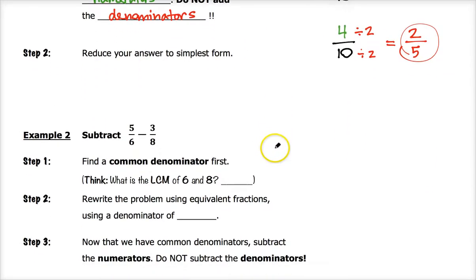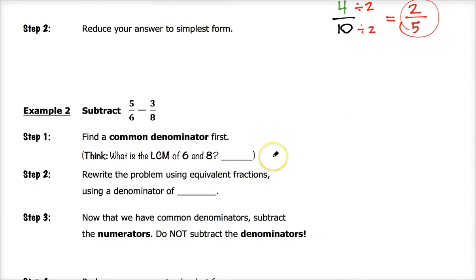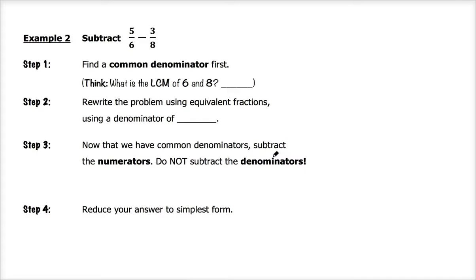Okay, now let's talk about a problem where we have uncommon denominators. Number 2, we're taking 5/6 minus 3/8. So our first step is we need to find a common denominator of 6 and 8. And we do that by thinking, what is the least common multiple of 6 and 8? Well, the LCM of 6 and 8 is 24. 24 is the smallest number that both 6 and 8 will go into.